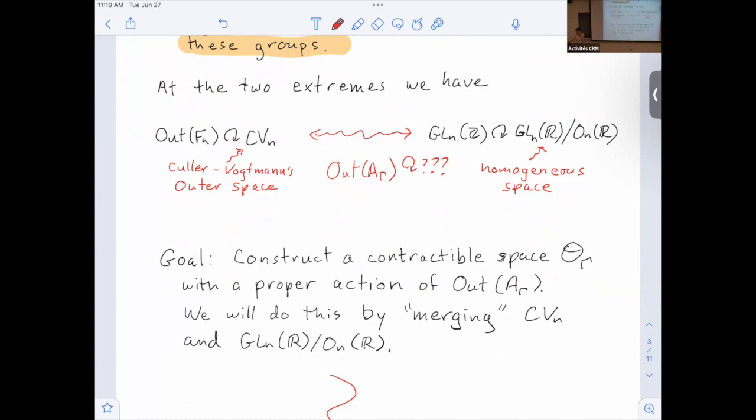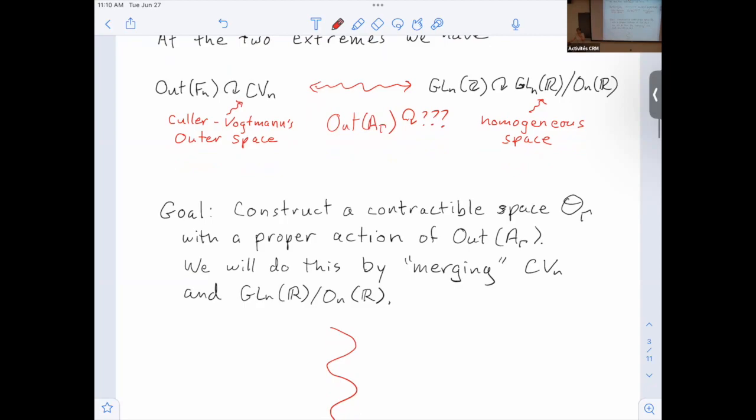So how do we do it? Well, we're going to merge the constructions from Culler-Vogtmann space with the homogeneous space in some way that allows us to make sense out of this for any right-angled Artin groups. Okay, so let's talk a little more about how we view the things at these two ends, and then we'll be able to talk about what is involved in merging them into a single bigger space. So I'm going to start with the abelian case.